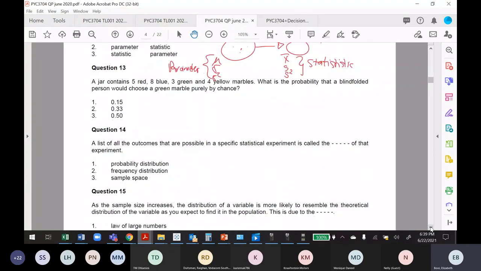You never said anything about probability, so I'm going to assume that you know how to answer the probability questions. Remember, to calculate the probability of a value, it's always the number satisfying that divided by n, so you count how many numbers satisfy this. So you have a jar containing five red, 8 blue, 3 green, 4 yellow. What is the probability that a blindfolded person would choose a green marble? How many are in the jar, and how many of them are green? The number satisfying green divided by the total of them will give you your answer.